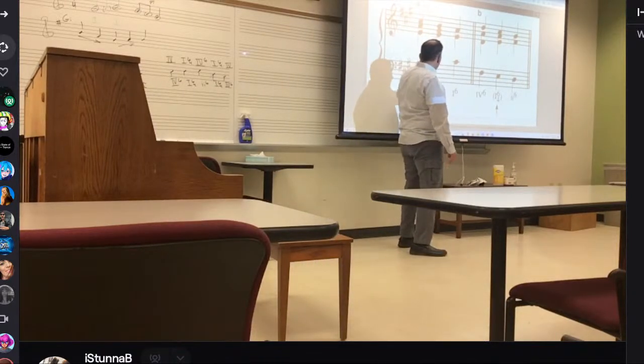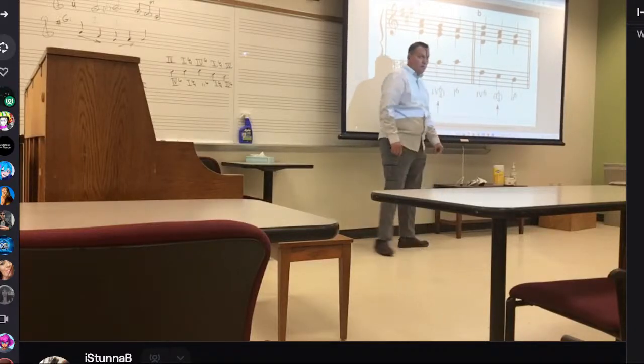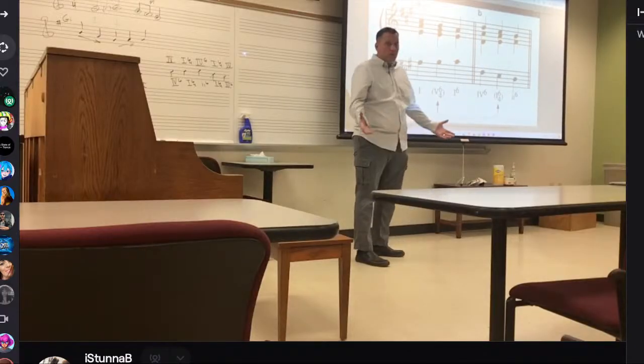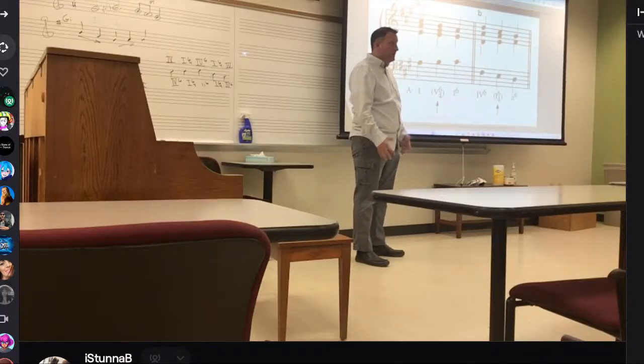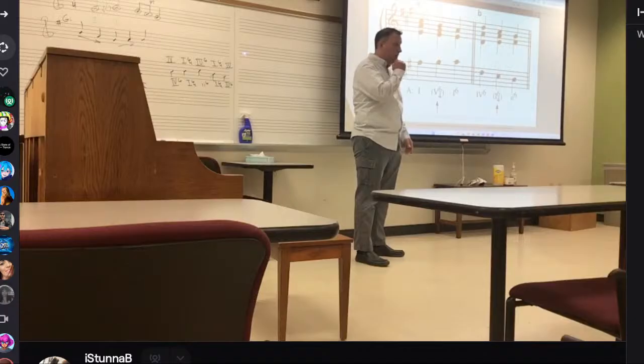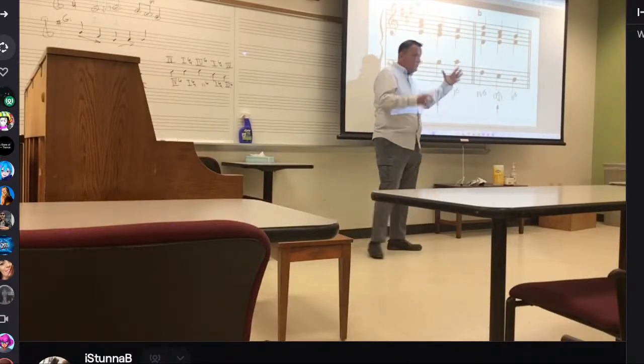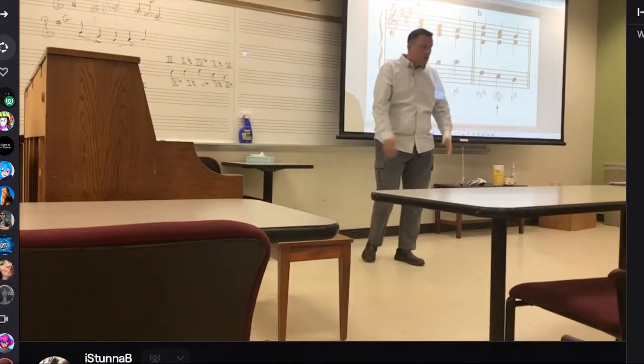And to indicate that it's a passing 6/4, we're going to put parentheses around it to show that, because 6/4 chords do not occur that often in this style of music. And so when you have a 6/4 chord, you have to make sure that you mark it a little bit more special.